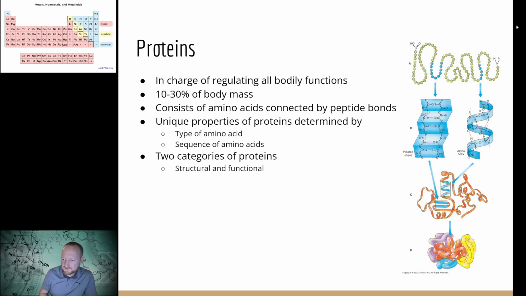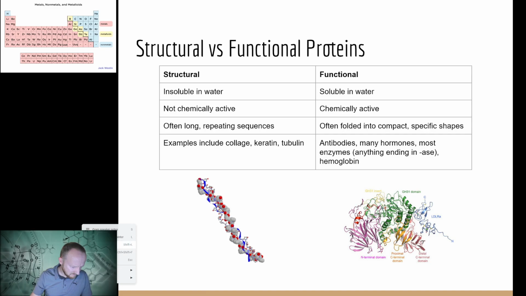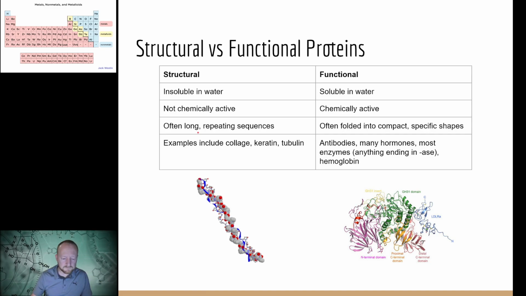So hydrogen bonds. That's what's managing the shapes of these proteins. We have two categories of proteins. It's going to be structural and functional. Structural proteins, we can see they're going to be generally long. They're going to be generally nonpolar. They're there to provide, as the name implies, structure.